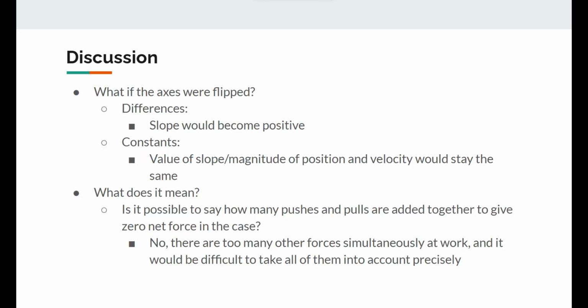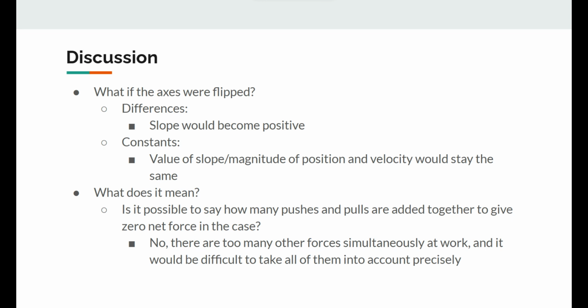Now it's time for the what-if questions of this lab. If the axes were to be flipped, the difference would be that the slope becomes positive since the data would be reflected across the x-axis. However, there are also some things that would stay the same. For instance, the value of the slope or the magnitude of the position and velocity would stay the same. This means that the computational model will still have a 0 net force acting on the ball throughout the whole time, but there will be a force acting on the experimental model's ball, which is ultimately what causes the slope of it to be less.